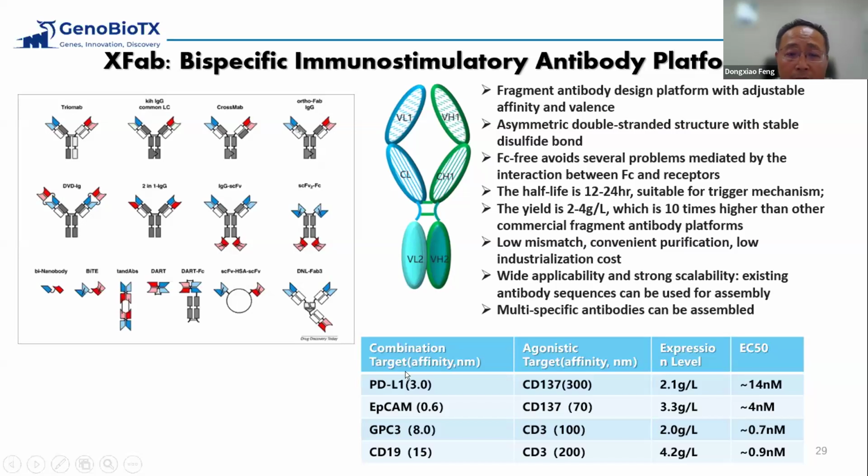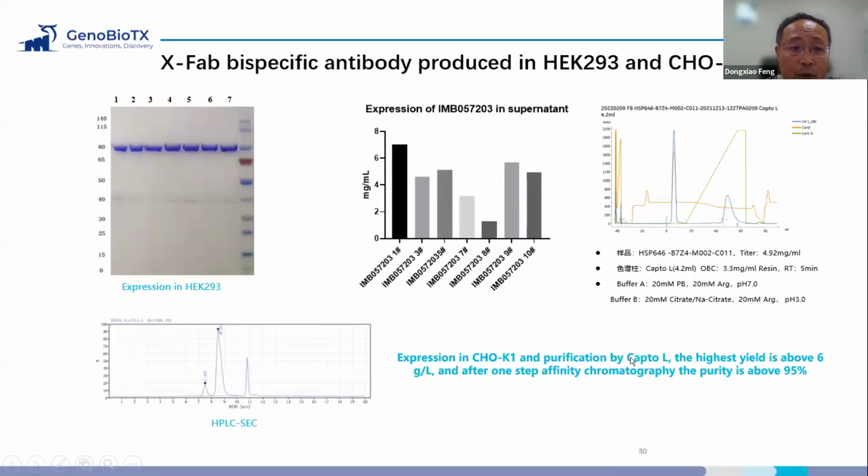And this structure has been successfully used for a lot of bispecific antibody molecules. This is some example and the expression level and the EC50 of the bispecific antibodies. And also 2 antibodies have been approved in China and in the US for clinical trials using the XFAB structure.